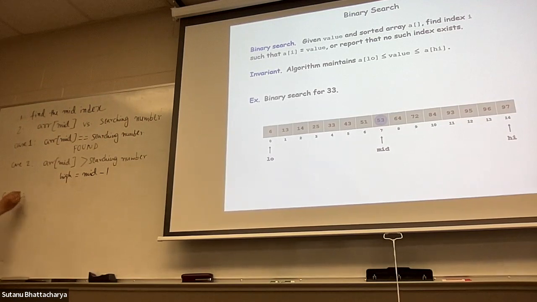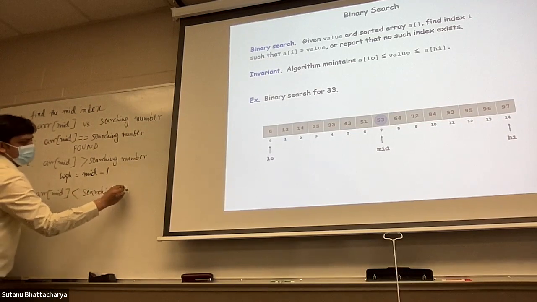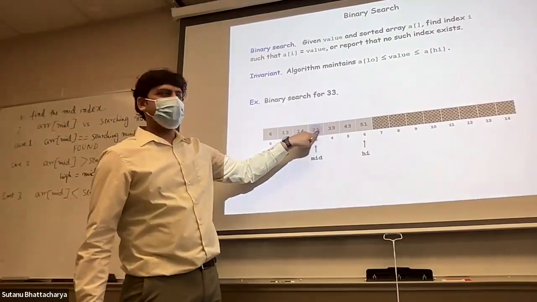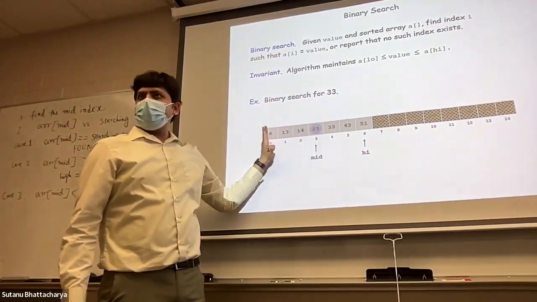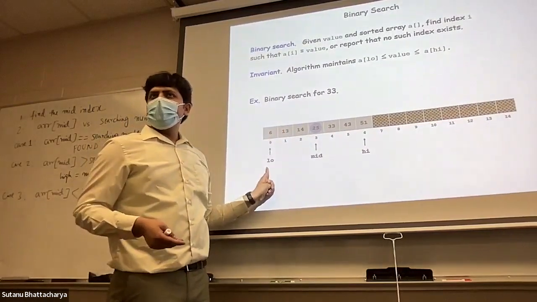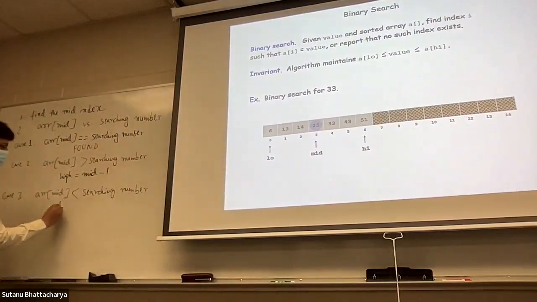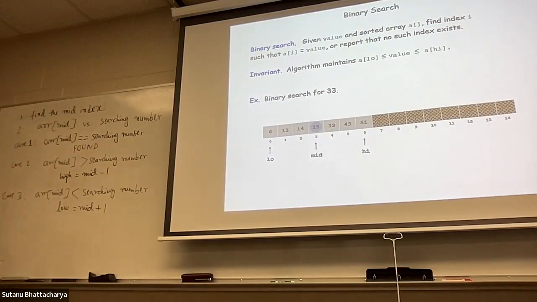And case 3, that is array[mid] is less than the searching number. That is this case, this one. When the middle element of the array, that is 25, is smaller than your searching number, what do you need to do? You need to discard which part? This left part. How can we do that? By moving low to mid plus 1, right? So low would be mid plus 1. That's all.